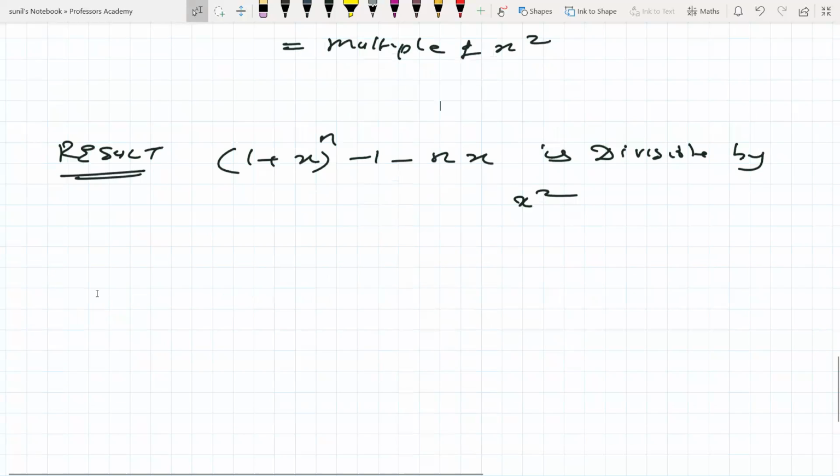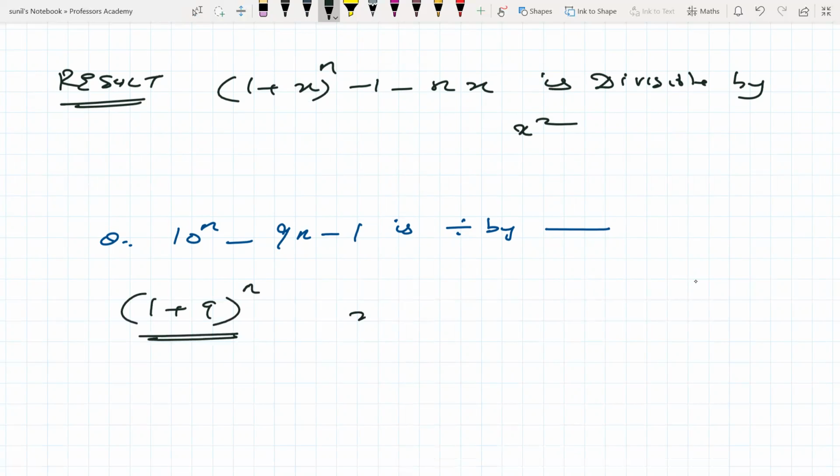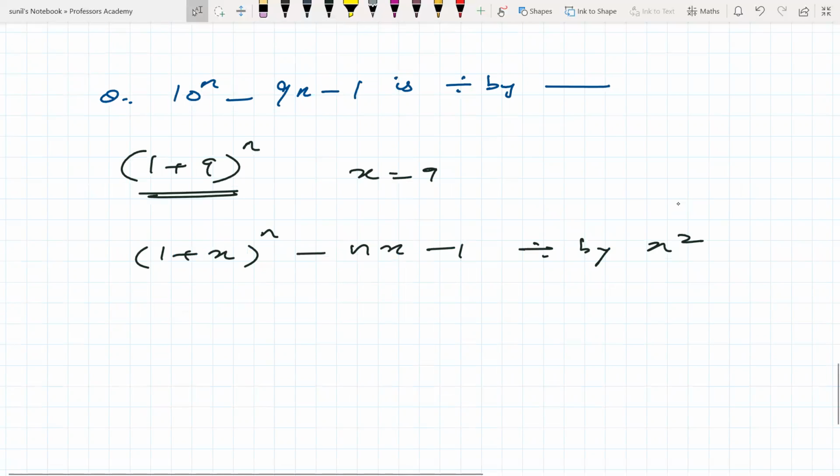Let me give one basic problem. This is the situation. You see 10 raised to n. So this is something like 1 plus 9 power n. This is the form. Over here, x value is coming out to be 9. So you know that 1 plus x power n minus nx minus 1 is divisible by x square. So here, in case of x, we are getting x becomes 9. So answer for this is coming out to be 81.